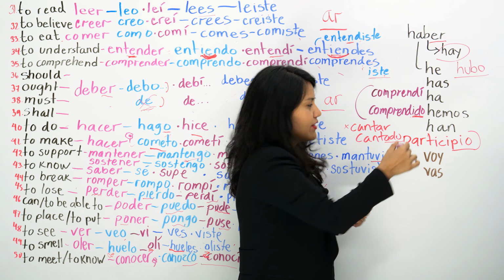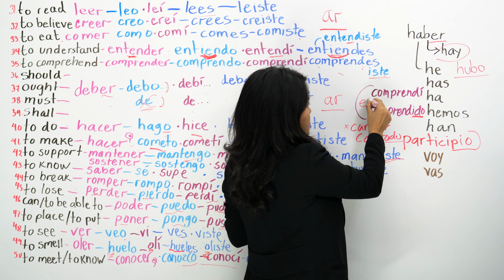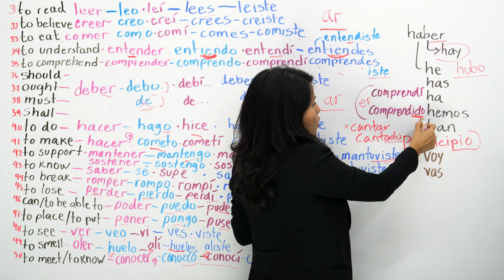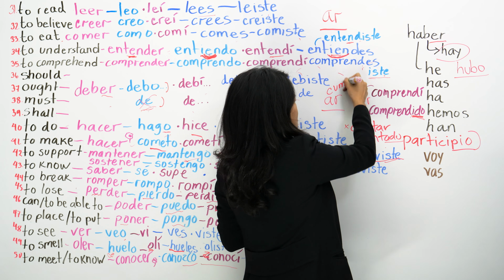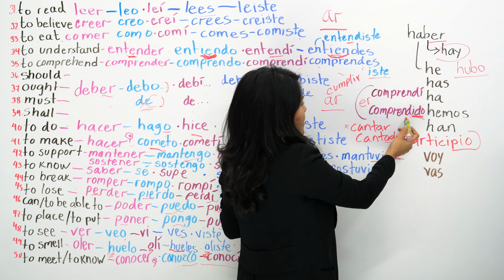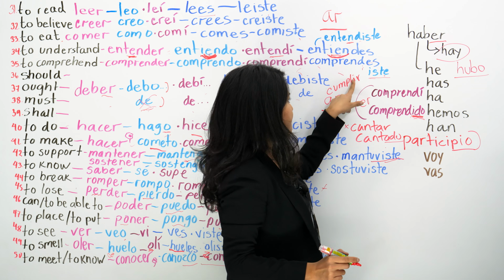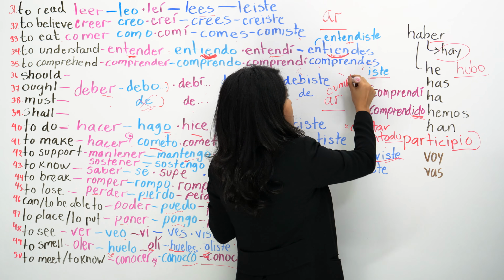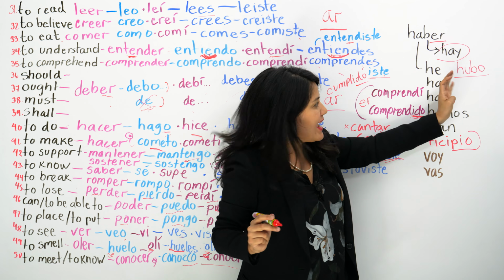They are secure. ADO, cantar, cantado. Comprender, because it ends with ER, es ido, comprendido. Y por ejemplo, cumplir, to accomplish. Cumplir, cumplido. Same. IDO. Cumplido. Ido. Muy bien.